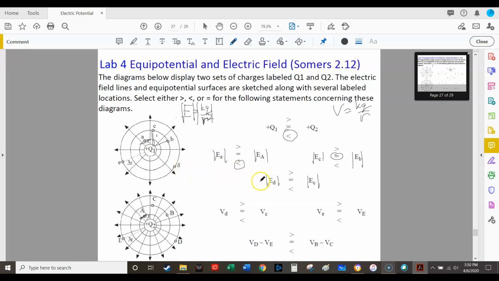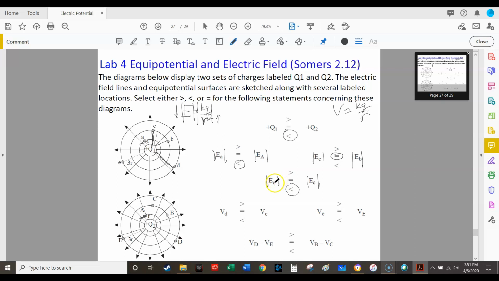Compare the electric field at D to the electric field at C. So we have the electric field at D, which is 3r away, and C is about 2r away. So since our distance has gone up, it's inversely proportional to the electric field. Our electric field is going to decrease. That means D is going to be less than C. Oops, I circled the wrong one. All right, here we go. The electric field at D is less than the electric field at C.